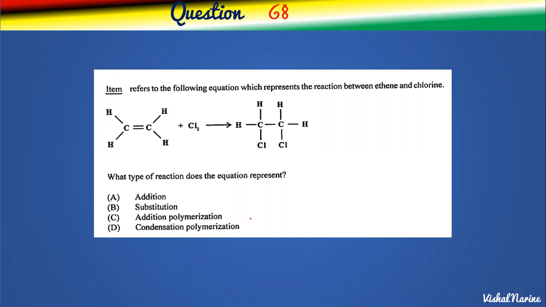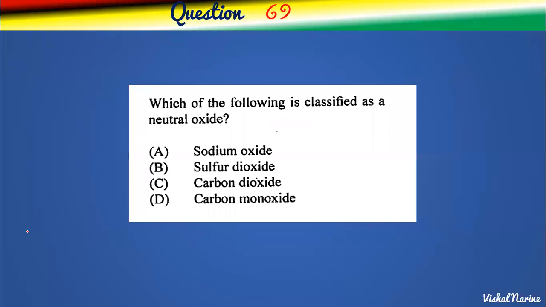Question 68. We have a reaction between ethene and chlorine. The question is asking what type of reaction this is representing. So yes, it is correct, A, addition, where the double bond breaks and chlorine is added to the two carbons. Question 69. Which of the following is classified as a neutral oxide? I'll give you a chance to send your responses.